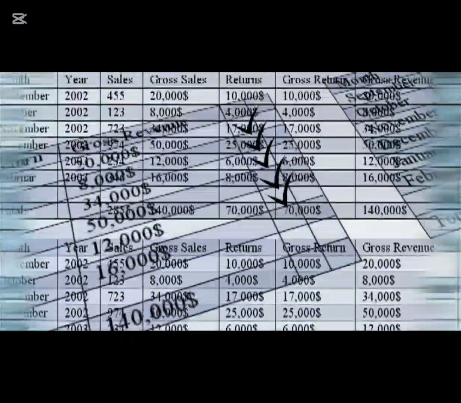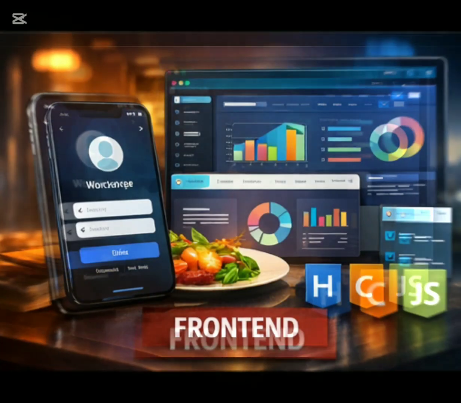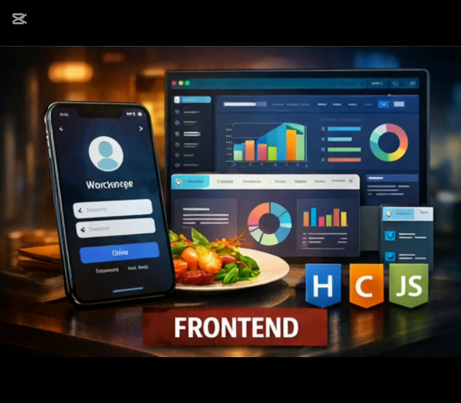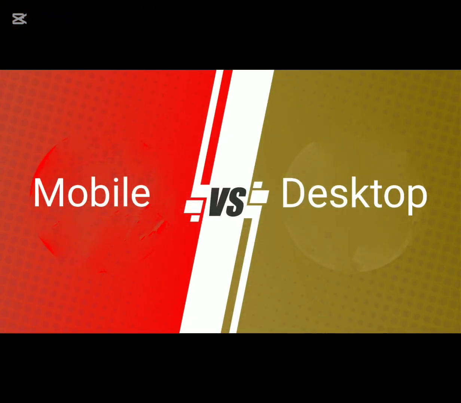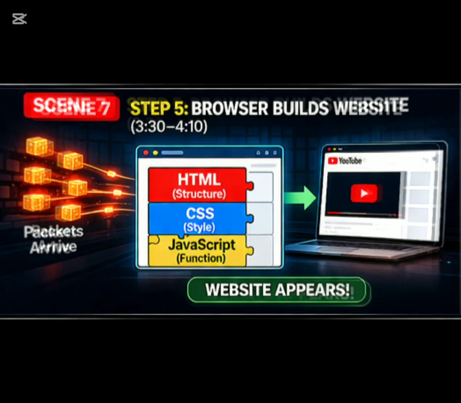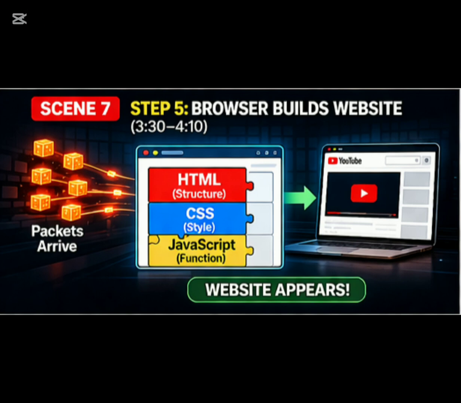Front end is responsible for layouts, where things are placed, colors and designs, buttons and interactions, animations and transitions, responsiveness, mobile versus desktop. Tools used in front end: the main trio, HTML, structured like a skeleton, CSS for design like clothes, JavaScript for behaviors like a brain.